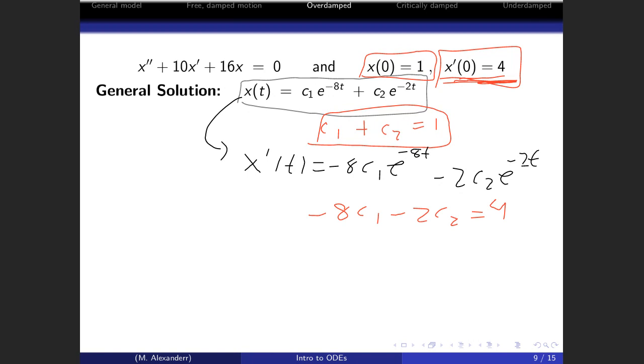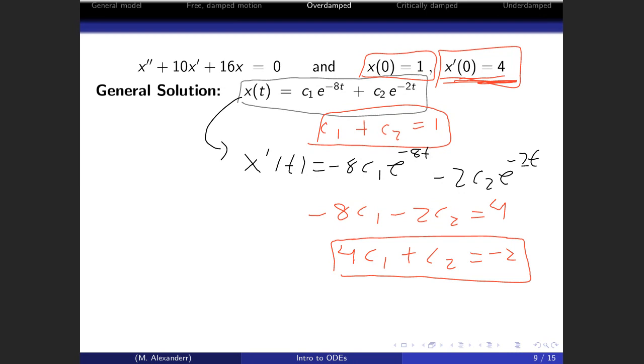All right, so now let me simplify this slightly. So divide by -2 everywhere. So I'll get 4C1 plus C2, and divided by -2, this is going to be a -2 here. And so now I have this equation. This is a little bit simplified than the previous line. So now two equations, two unknowns. So we have enough information to solve for C1 and C2.